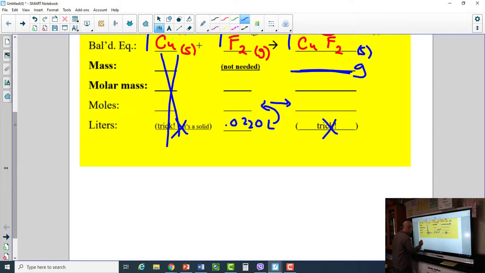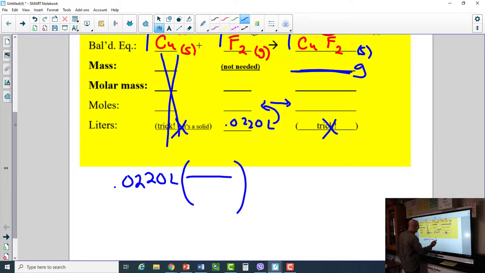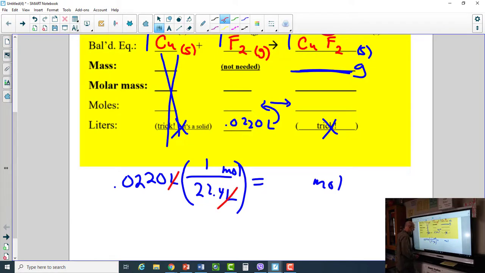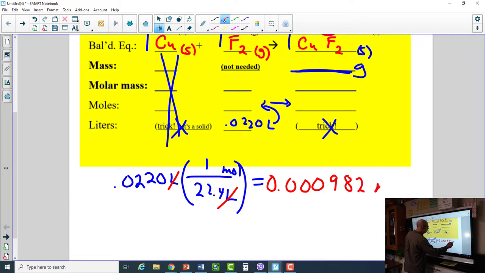So we could either take this and go 0.0220 liters is how many moles? Our mole box says that it's 22.4 liters per mole. So where am I going to put liters and moles? Liters goes here, moles goes here. 22.4 liters per 1 mole. I believe that liters will cancel with liters. And so my math is going to be 0.0220 times 1, hit enter, divided by 22.4, hit enter, and we have 0.000098. We need one more sig fig here, 982, and that's moles.